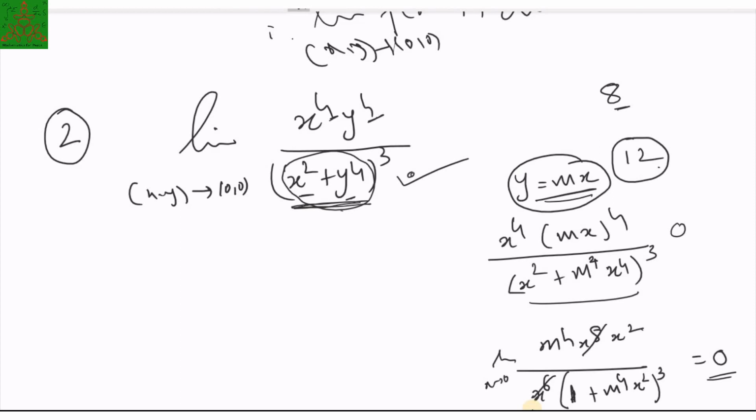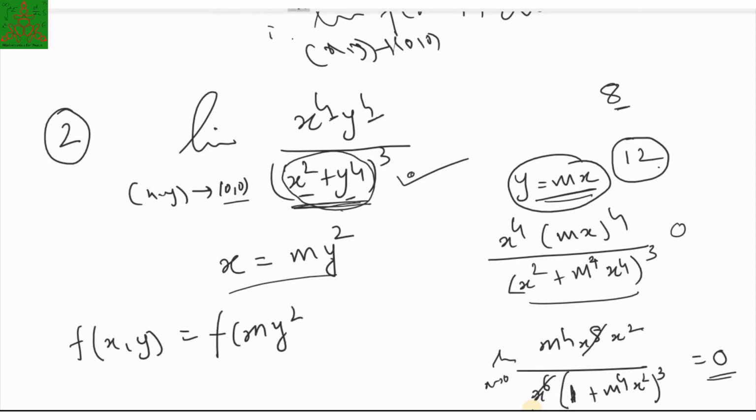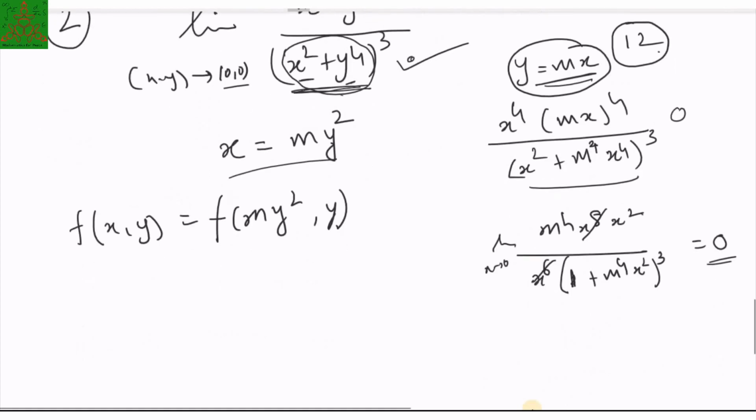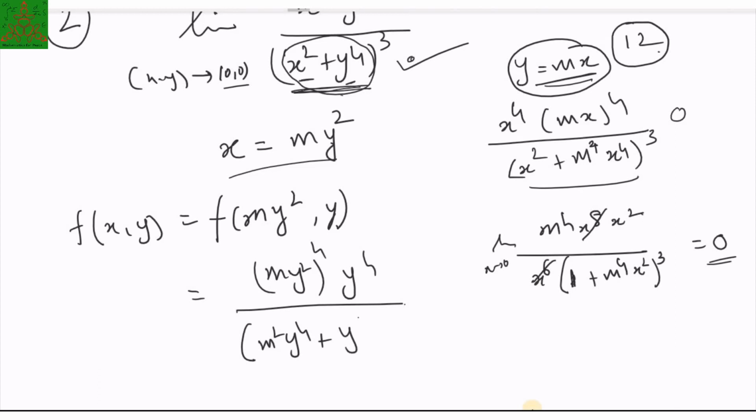So with that in mind, what I'm taking as x is equal to my square. If I take x equal to my square, this is also a parabola which passes through the origin. So instead of y, I'm taking x equal to my square, and if you replace this value in the above function, the function is x power 4, that is (my square) power 4, y power 4 upon m square y power 4 plus y power 4 whole cube.